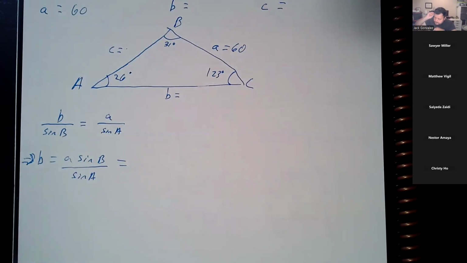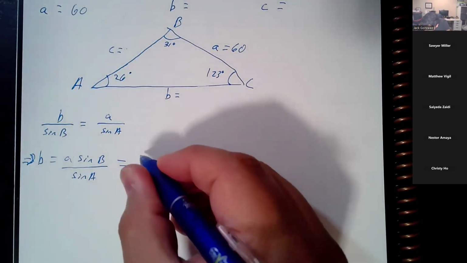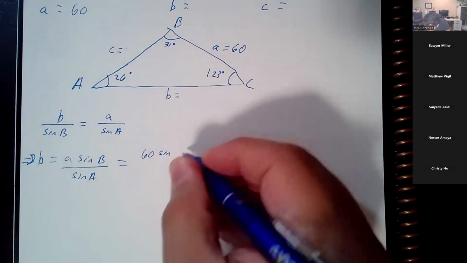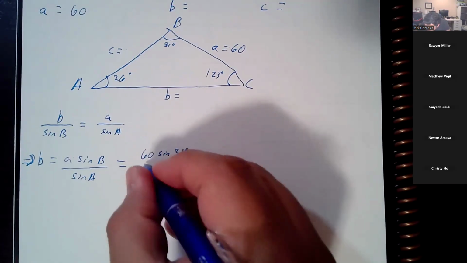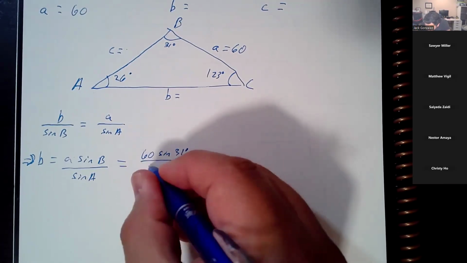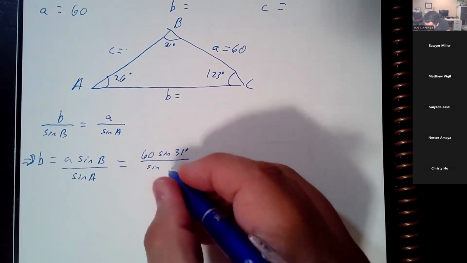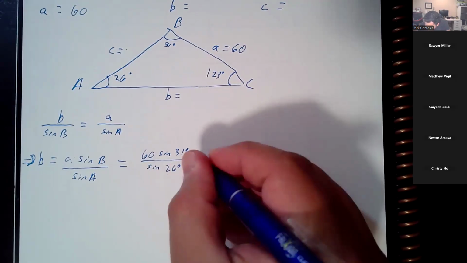All right, so let's just plug it in. We get 60 sine of 31 over sine of 26.